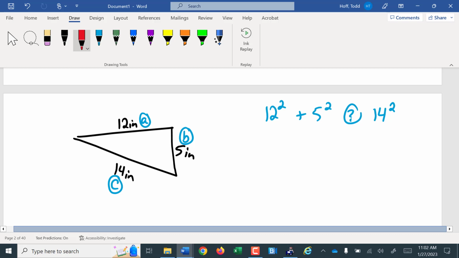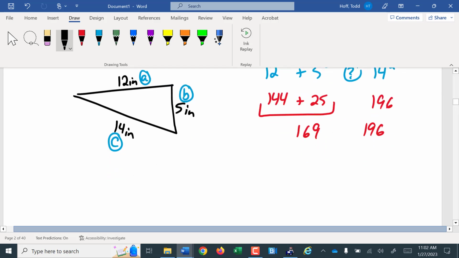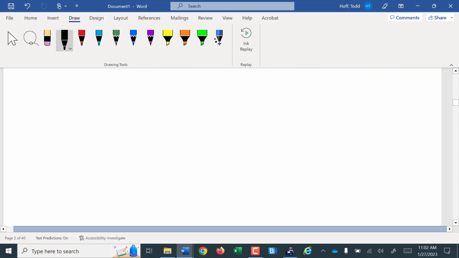12 squared is 144. 5 squared, 25. 14 squared, 196. 144 plus 25, 169. Those are not equal. So this is not a right triangle. Good. So that's one of the main functions of this formula called the Pythagorean formula or Pythagorean theorem, Pythagorean rule, depending on what book you're looking in, is to verify if that's a right triangle. The other main use for it is to find a missing side.